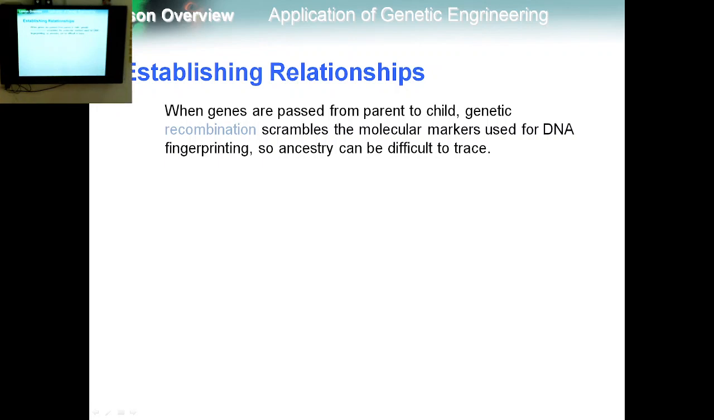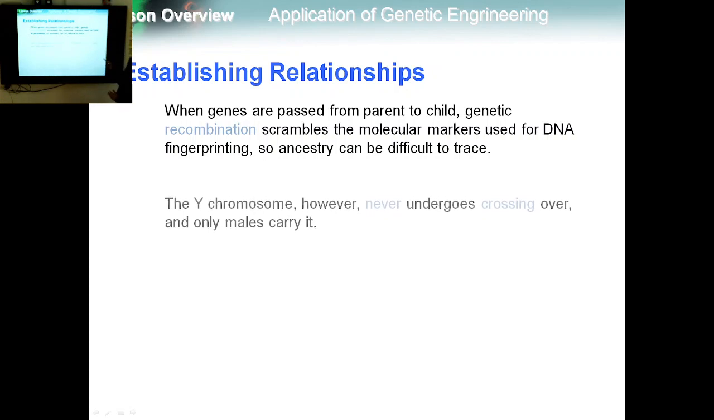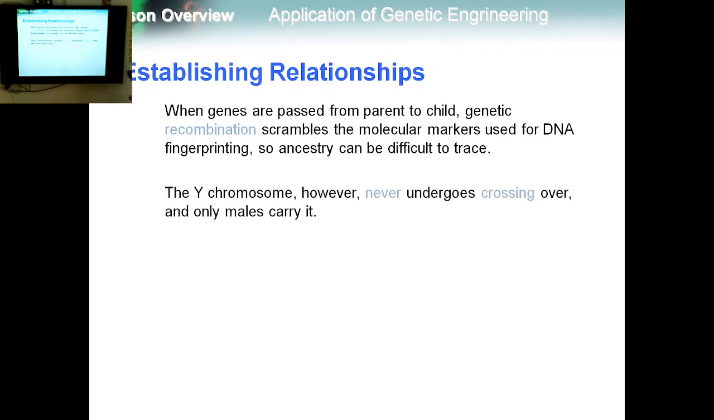Let's find how we can establish a relationship. When genes are passed from parent to child, genetic recombination scrambles the molecular markers used for DNA fingerprinting. So ancestry can be difficult to trace. Your DNA is similar to your father and mother DNA together. So your DNA must be 50% from your father and 50% from your mother. And you have to know that, okay? While the DNA is passed from your parents to you, a small change will happen to your DNA, and that will not affect your health or your genes, okay?